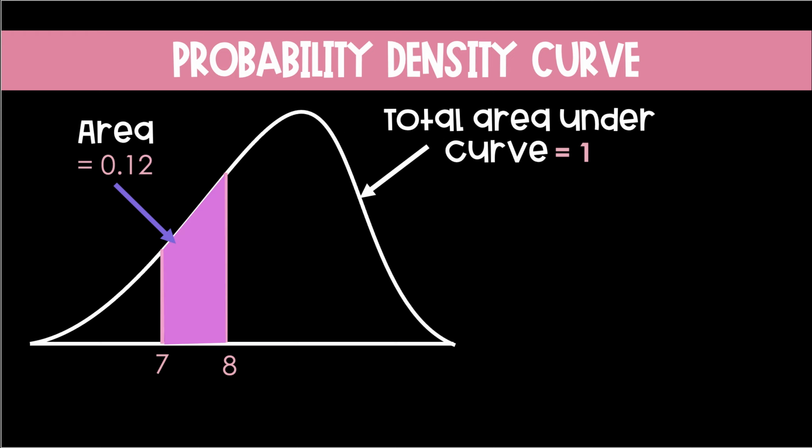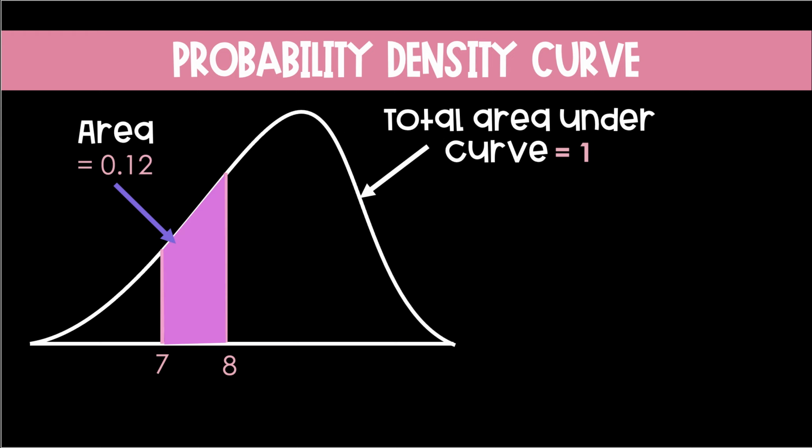Let's take this example right here. We know that the sum of probabilities for any probability experiment is 1. So the entire area under this curve is going to be 1. Let's take, for example, these two values, 7 and 8. And the area under this curve between these two values is 0.12.